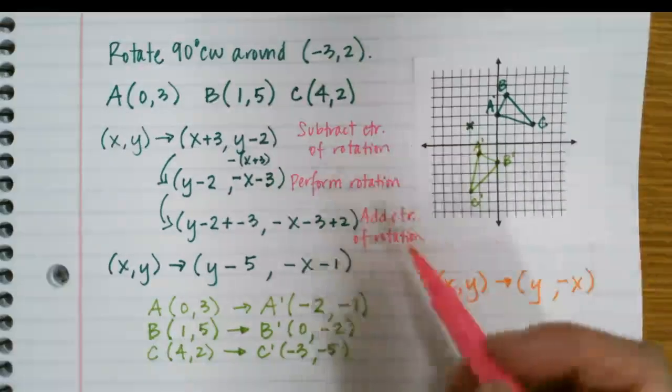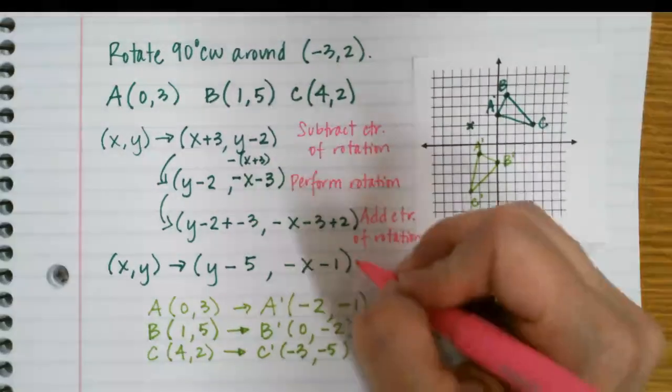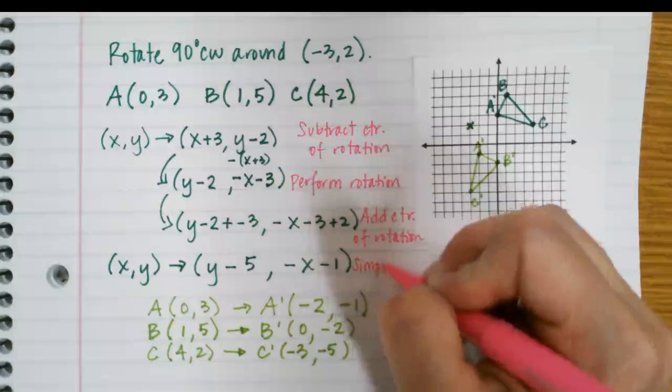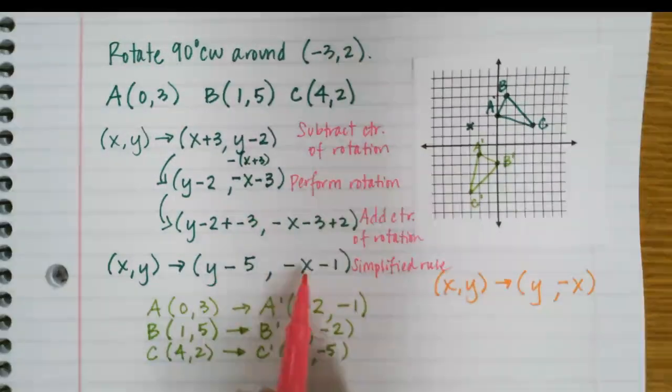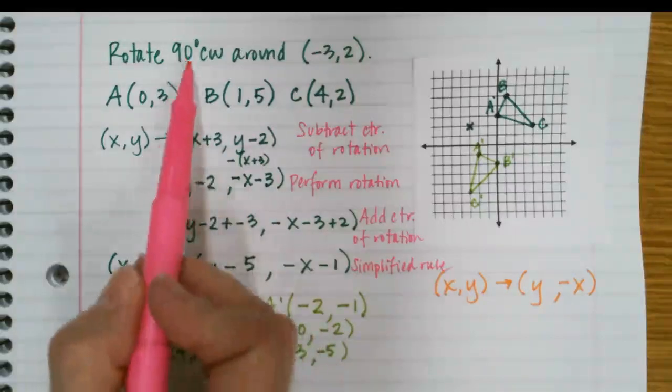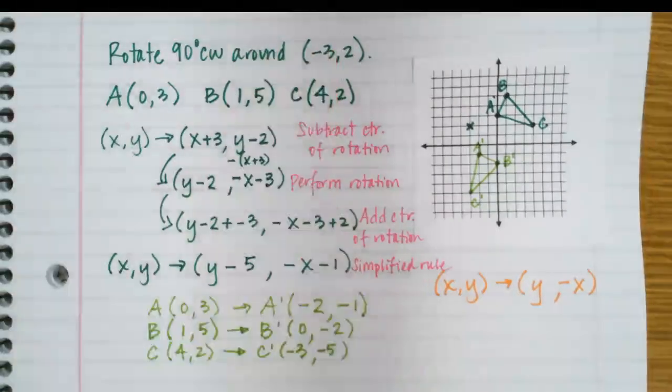And then we end up with our simplified rule, so let me write this, simplified rule. So this is our simplified rule for rotating 90 degrees clockwise around that specific point. Okay, again, hopefully if you have done the dilating around a point, then the rotating around a point is extremely similar.